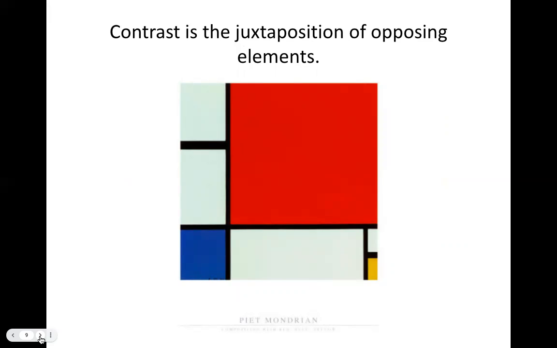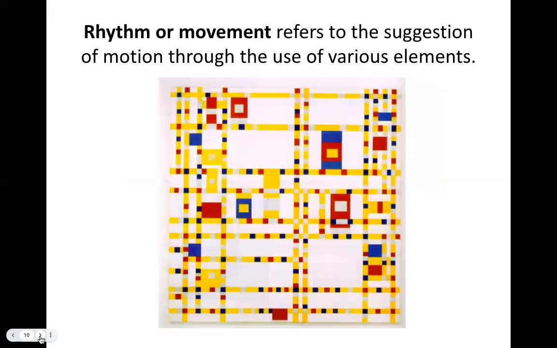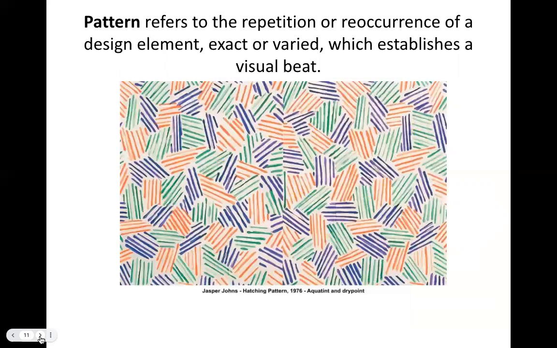Contrast would be juxtaposing elements. So in an example like this, Mondrian used the big red square and counterbalanced it with the blue and the yellow rectangles. Rhythm would be repetition of various elements. Notice how rectangular elements are repeated over and over again in an irregular pattern to create a sense of movement. Pattern would be a repetition that you would see over and over and over again. This Jasper Johns creates an overall pattern. I'd suggest in your finished painting not to make it look like wallpaper like this one.